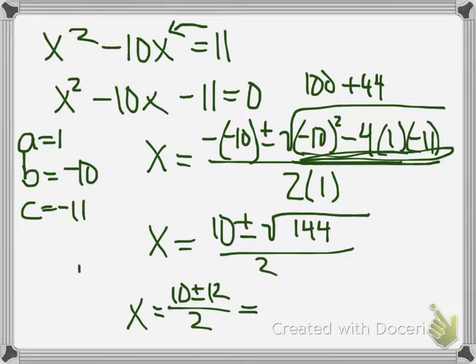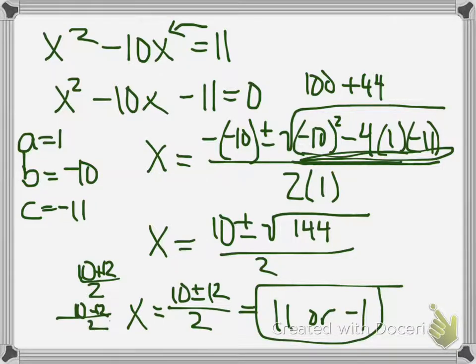So you've got 10 plus or minus 12 divided by 2. 10 plus 12 is 22, divided by 2 is 11. 10 minus 12 is negative 2, divided by 2 is negative 1. So your two answers are 11 or negative 1.